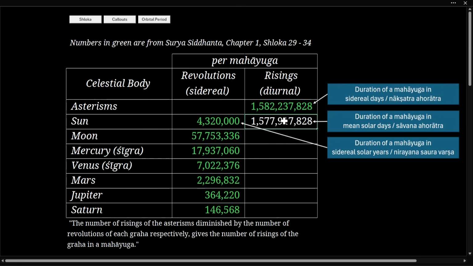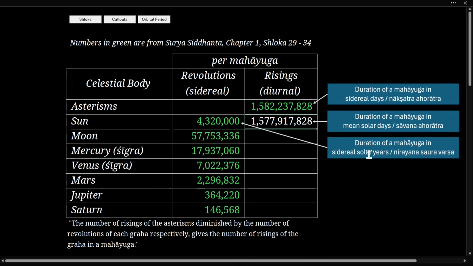This is telling you the duration of a mahayuga in solar days. Savana horatra is mean solar days, because this is an average, 24 hours. And this is telling you the duration of a mahayuga in sidereal solar years, Nirayana Sauravarsha. There is a bit of a problem here in the sense that now I'm saying this is sidereal solar years, but if you remember when I discussed yuga, we started with day and night of the gods, and I said that is a tropical solar year.